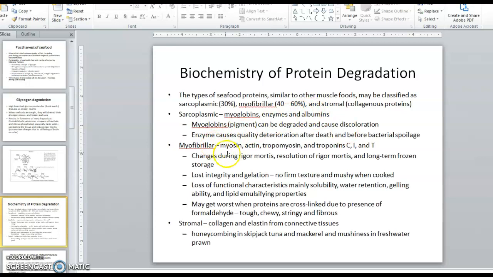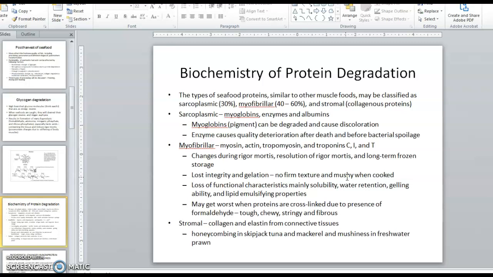Myofibrillar protein usually consists of myosin, actin, tropomyosin, and troponin C, troponin I, and troponin T. Myofibrillar can change because of rigor mortis, because of resolution of rigor mortis, and long-term frozen storage. So remember, not only death can cause the degradation of the myofibrillar, also if you keep the fish for too long in the freezer, it can also cause changes.